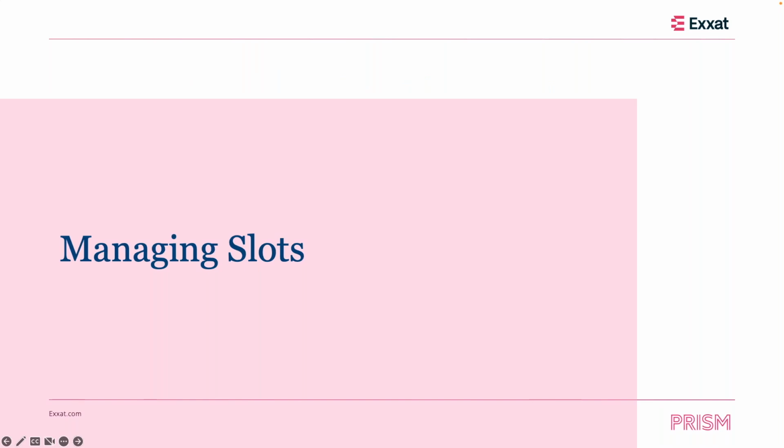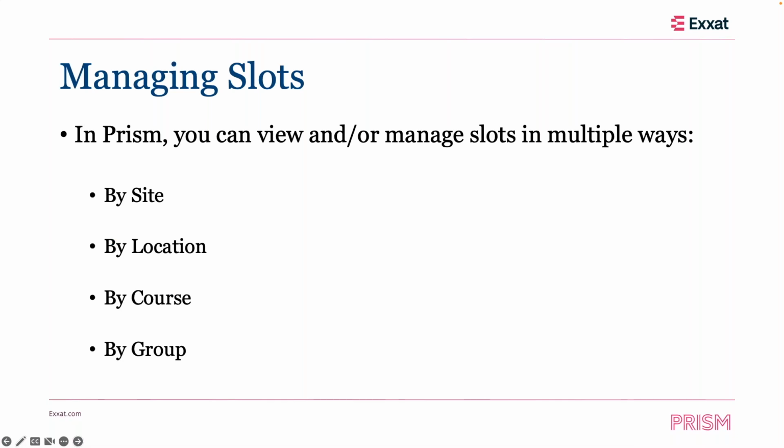All right. So now we're going to move on to managing those slots. Once you have that slot information, you want to take a look at what's available. How do you do that? In Prism, you do have the ability to view or manage your slots in a few ways. You can do this by site, by location, by course, and by group or placement group. So it really depends on what you're trying to do in the system.